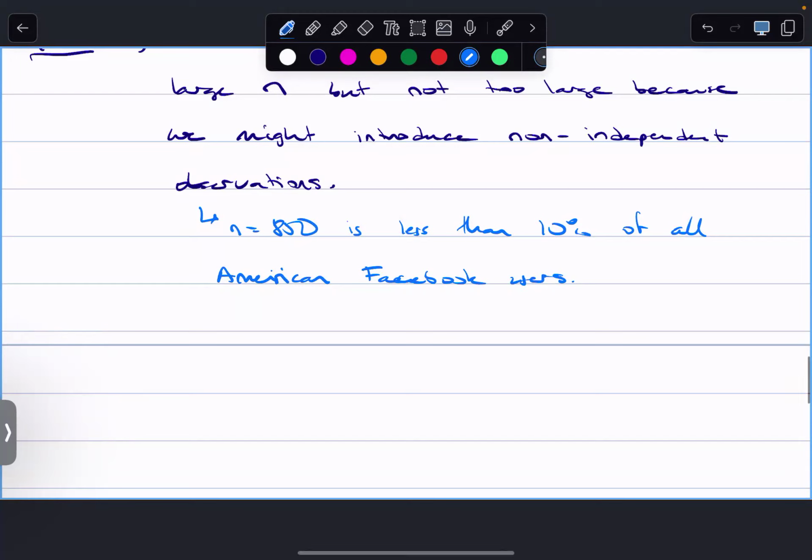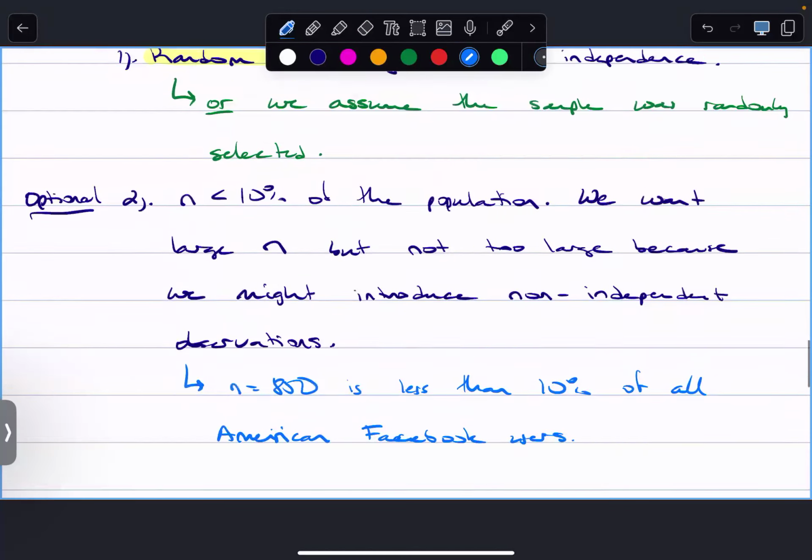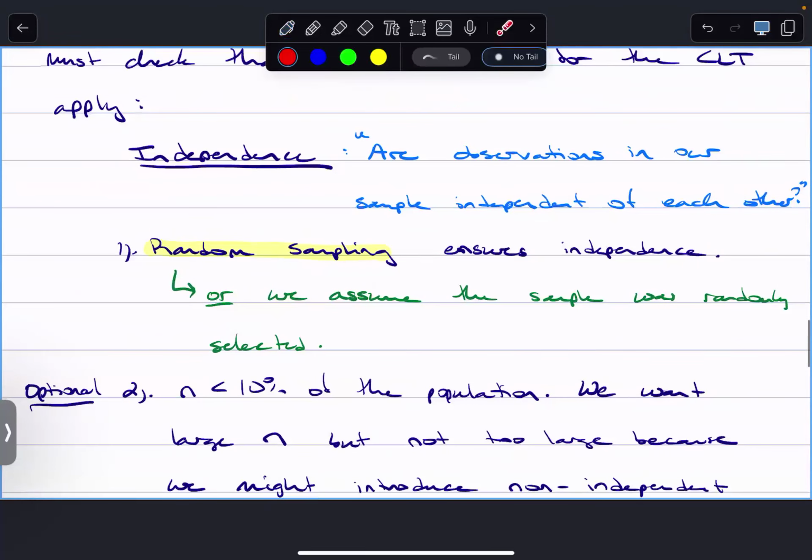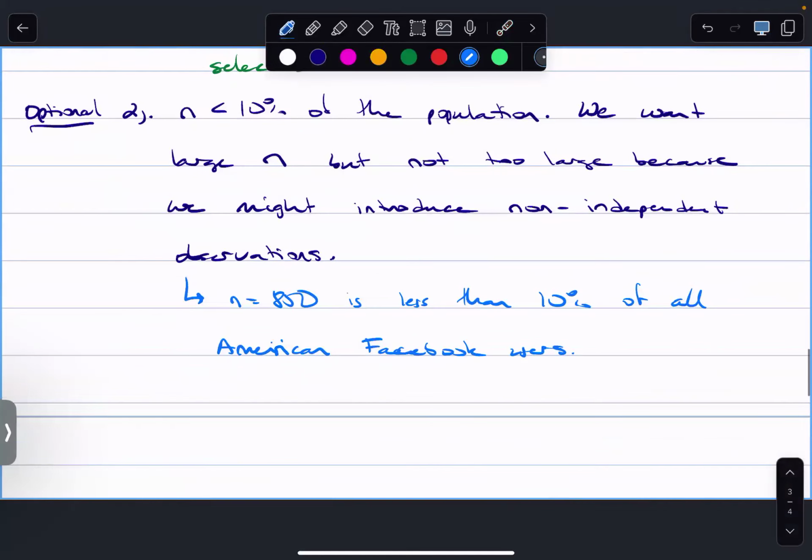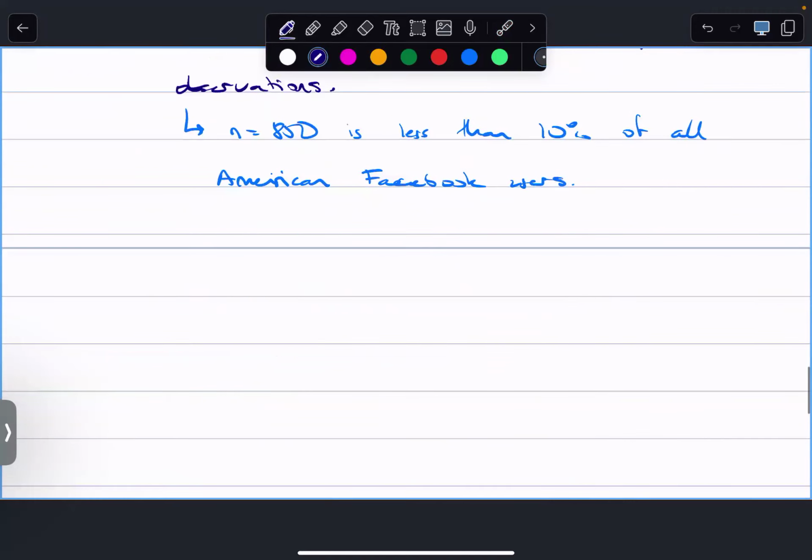So that's good. So usually I skip that one. But we said, okay, there's multiple parts to checking these conditions. We have the independence condition, which I would say is the most important thing. The second part of the condition is the normality condition, or the sample size condition.